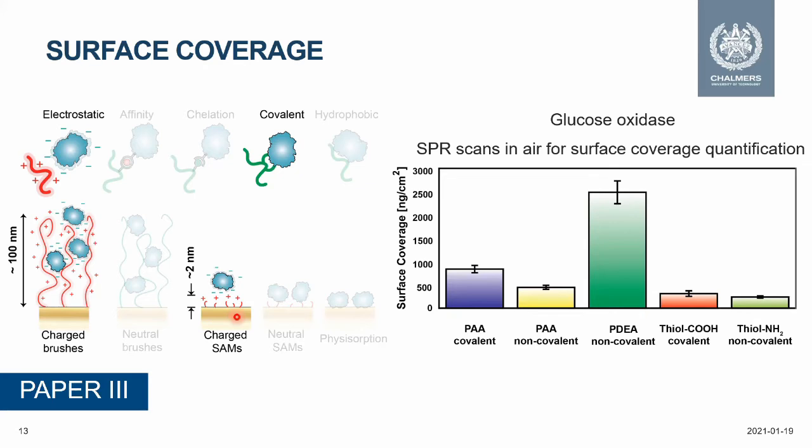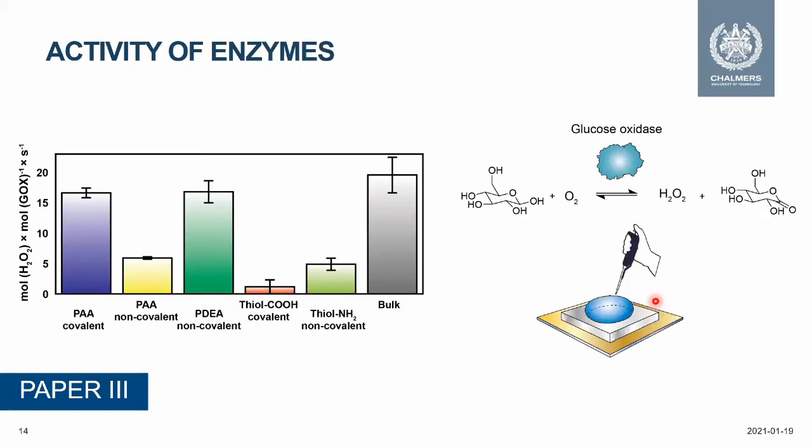First, we wanted to compare the surface coverage. So we used a model enzyme, glucose oxidase, and immobilized it to these surfaces. And we quantified the amount of enzyme per surface area in the brushes compared to the self-assembled monolayers. So here are the three cases for the brushes we tested, and here are the self-assembled monolayers. What we see is that the brushes clearly store a larger quantity of enzymes in multiple layers, while the self-assembled monolayers can at most produce a single layer of enzyme on the surface.